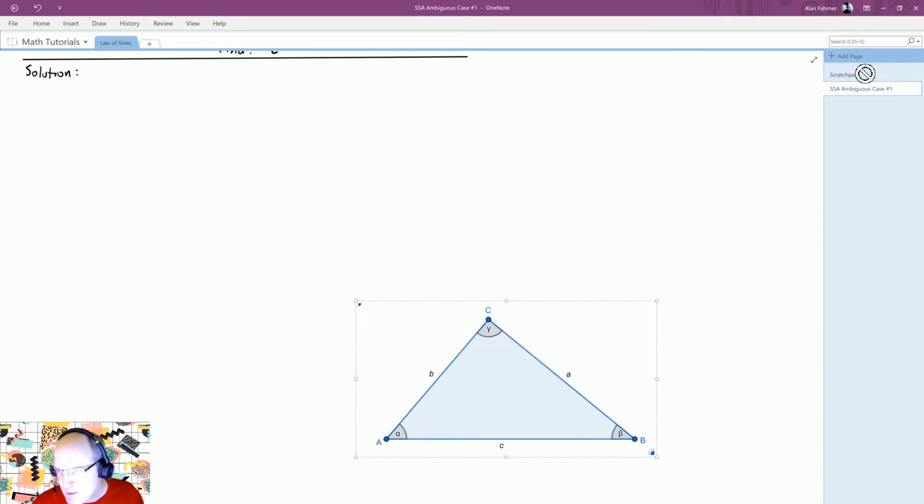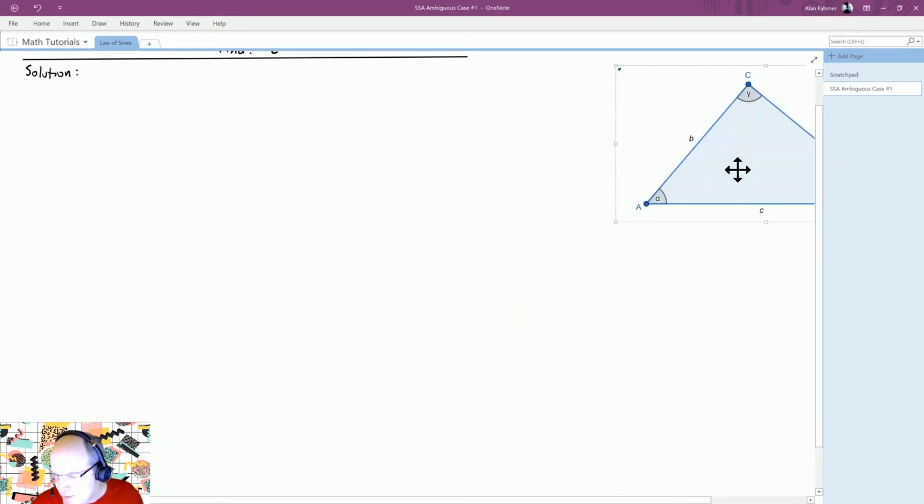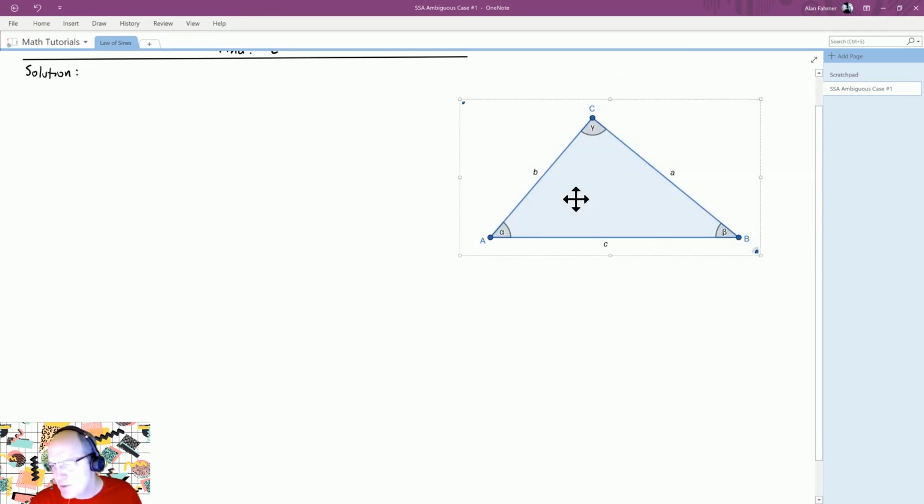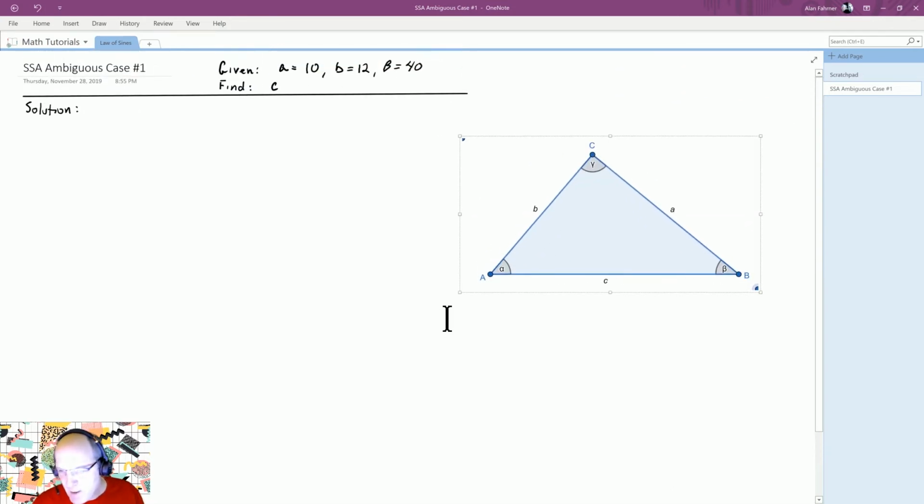Now, you can say to me, hey Alan, we don't know what the sides are. Don't worry about it. Go ahead and draw what you do have. In the ambiguous case, there are three possible outcomes. Number one, there may be no solution. Number two, there may be a single solution. Number three, there may be two solutions. Because of that, you can't really draw the final one until you've done the work, but you want to draw what you can.